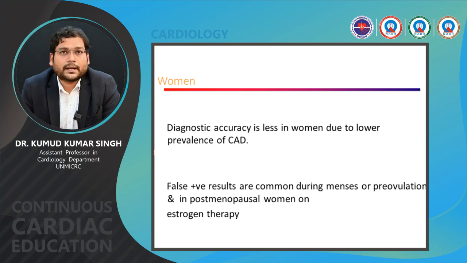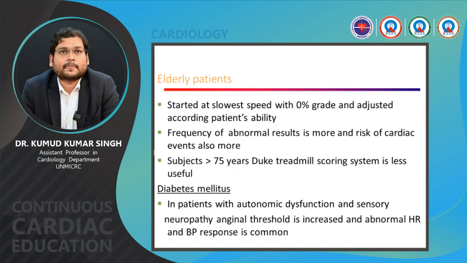Women: diagnostic accuracy is less in women due to lower prevalence of CAD. False positive results are common during menses or pre-ovulation, or in post-menopausal women on estrogen therapy. In elderly patients, the test is usually started at the slowest speed with 0% grade and adjusted according to the patient's ability. The frequency of abnormal tests is more and the risk of cardiac events is also more.